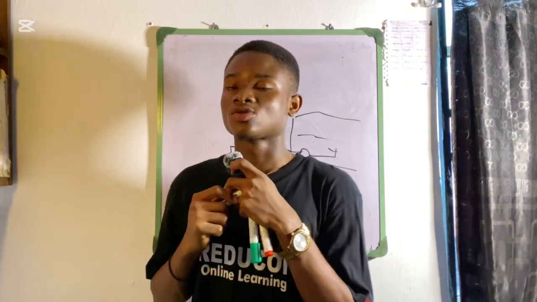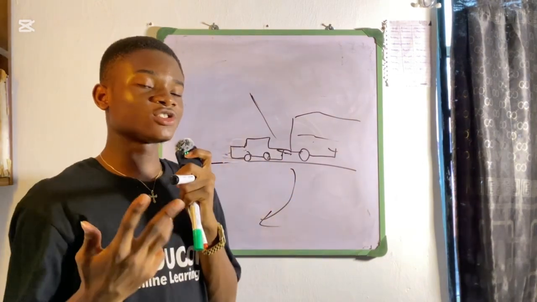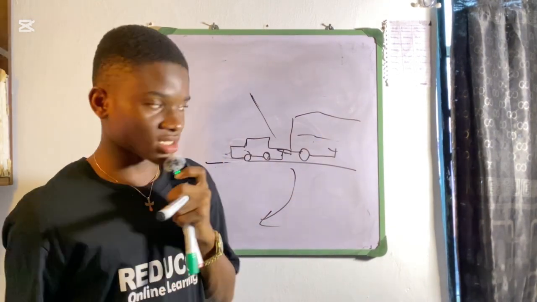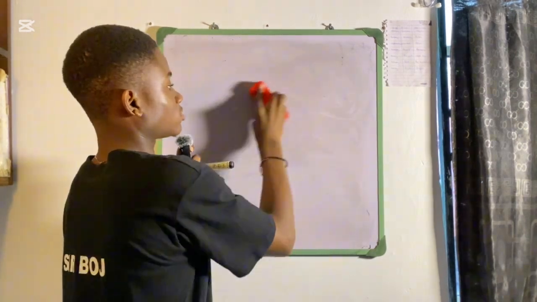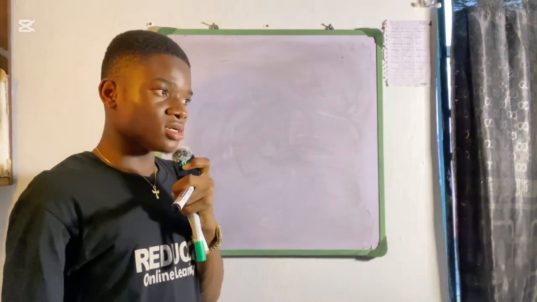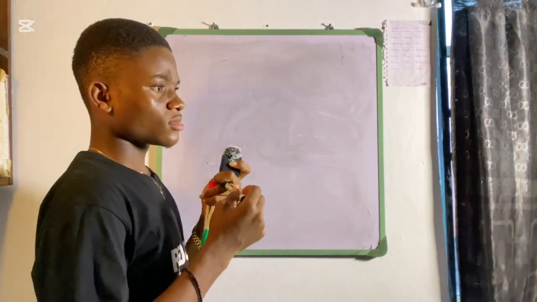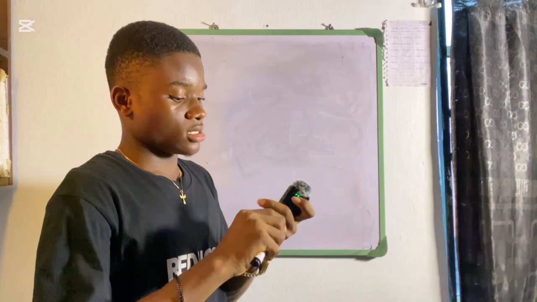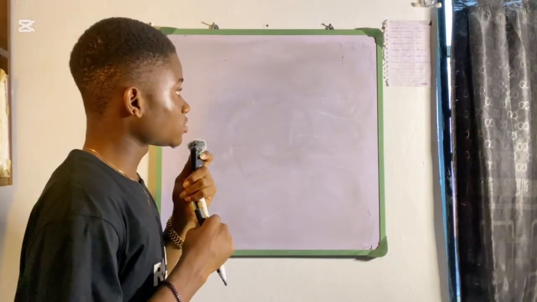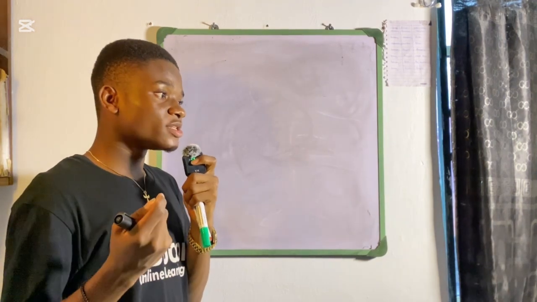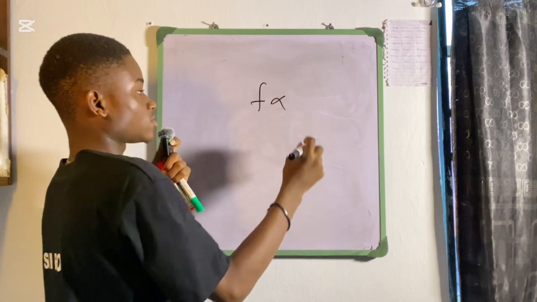All right, so the second law states that the rate of change of momentum is directly proportional to the applied force and acts in the direction of the force. The rate of change of momentum. Now, what is momentum? Momentum is seen as the product of mass and velocity. That's momentum. So the rate of change of momentum is directly proportional to the applied force. That means force is directly proportional to change in momentum.